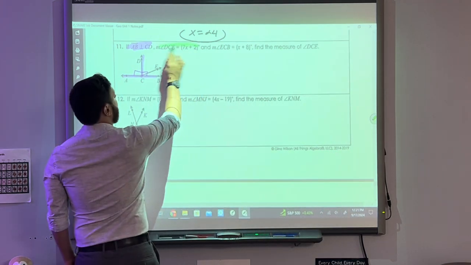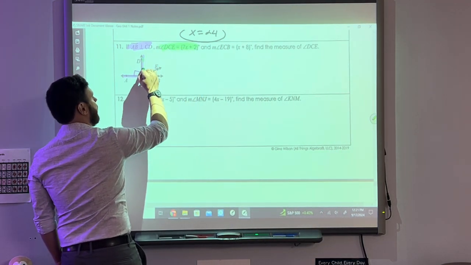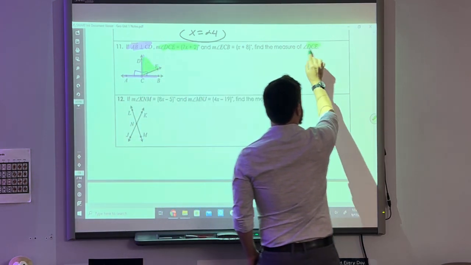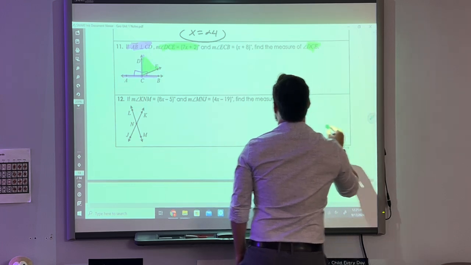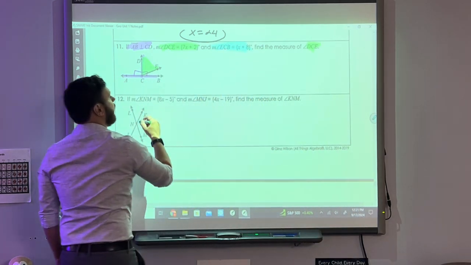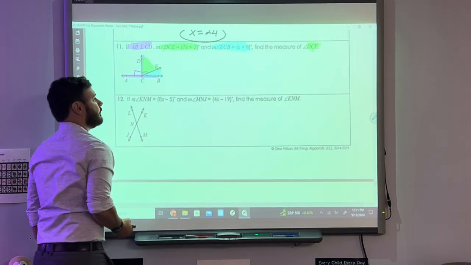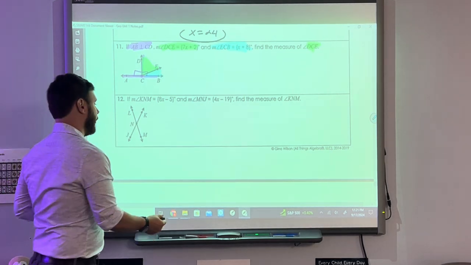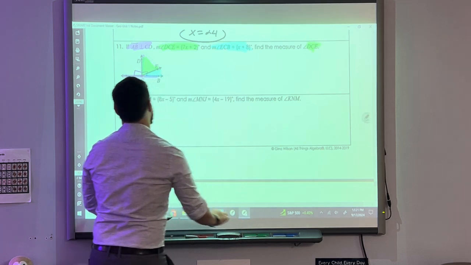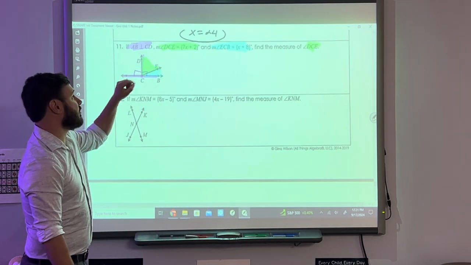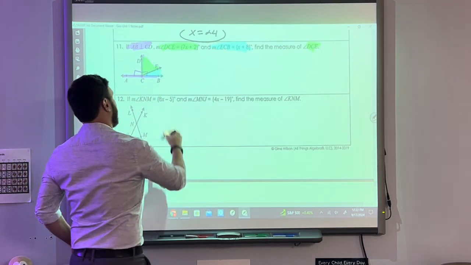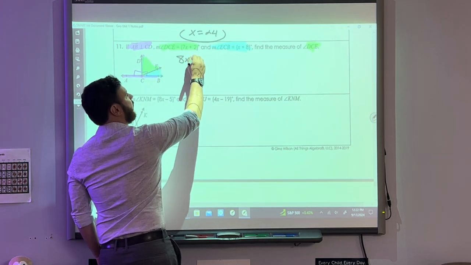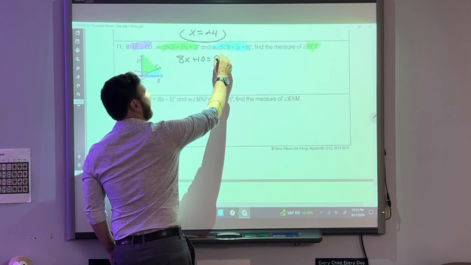Okay, DCE. DCE is this top one, C to E. And ECB is this one. Okay. So, yeah, actually the perpendicular was really important because I know that the green and the blue together make a box. They make 90. So I will add the green to the blue and I'll set it equal to 90. 8x plus 10 equals 90.